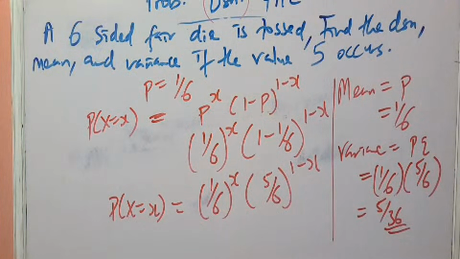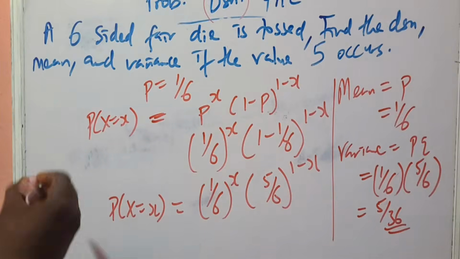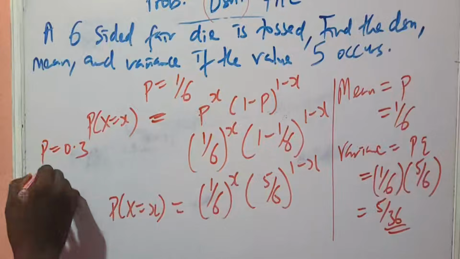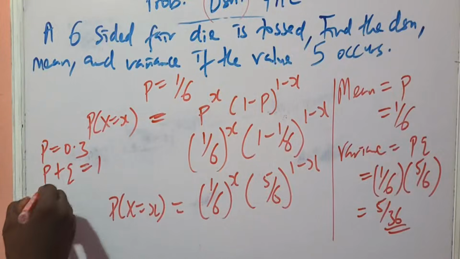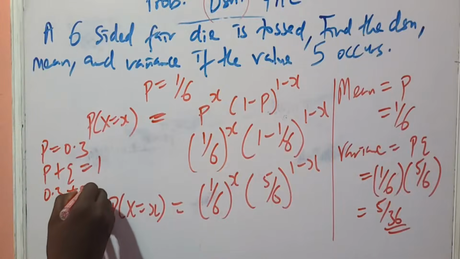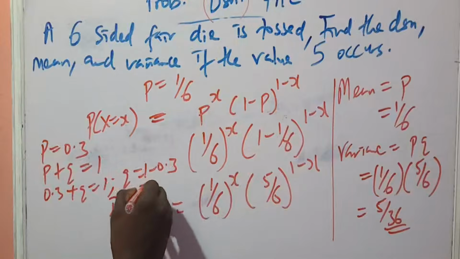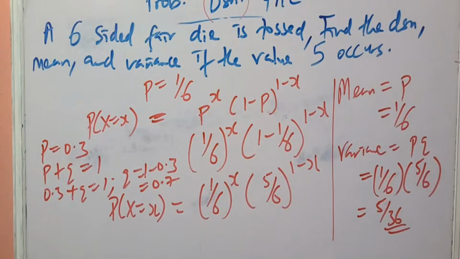In a Bernoulli trial, the probability of success is 0.3. What is the probability of failure? Of course, as I said already, if the probability of success is told to be 0.3, you know that probability of success plus probability of failure must be equal to 1. And if this is 0.3, that means the probability of failure will be 1 minus 0.3. That will be 0.7. All right?